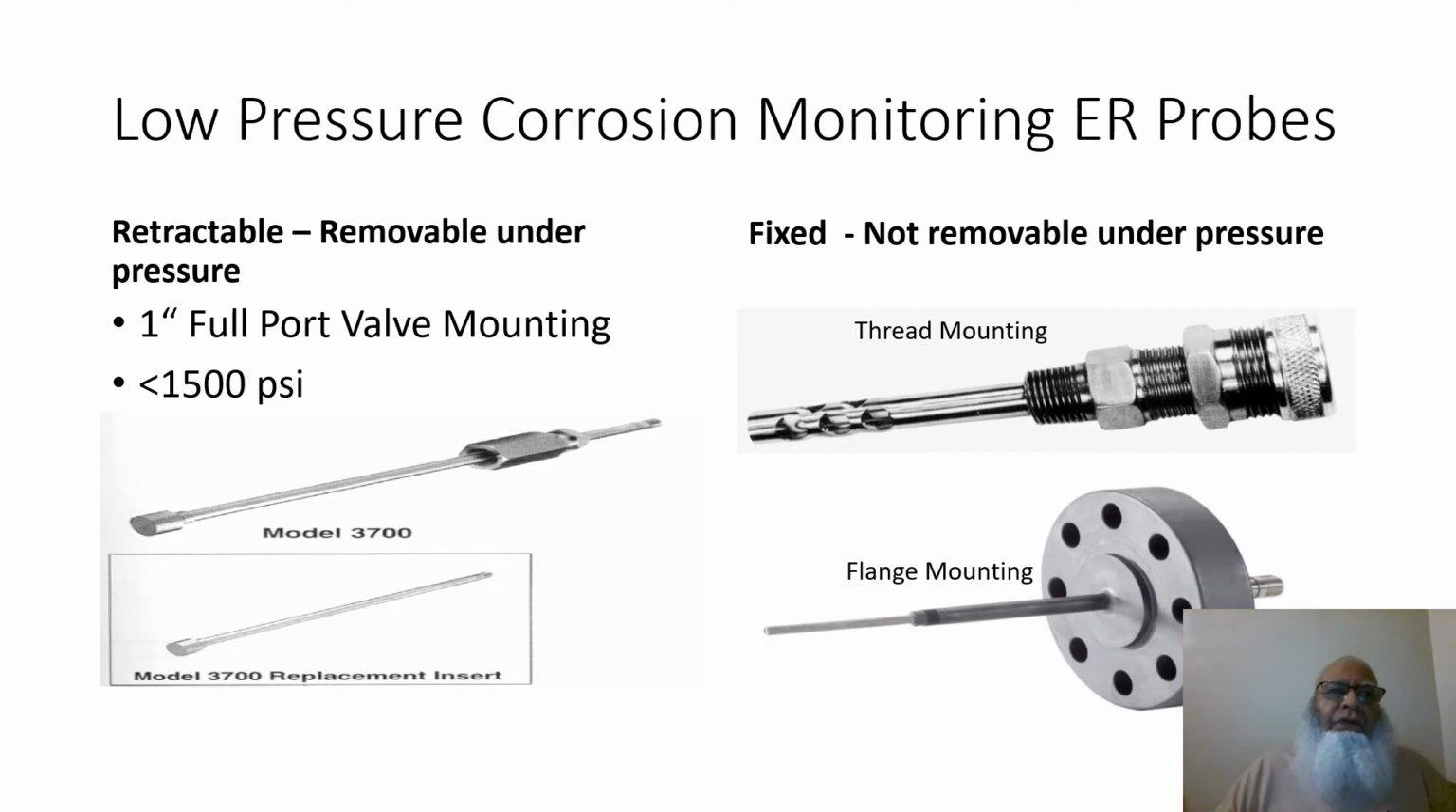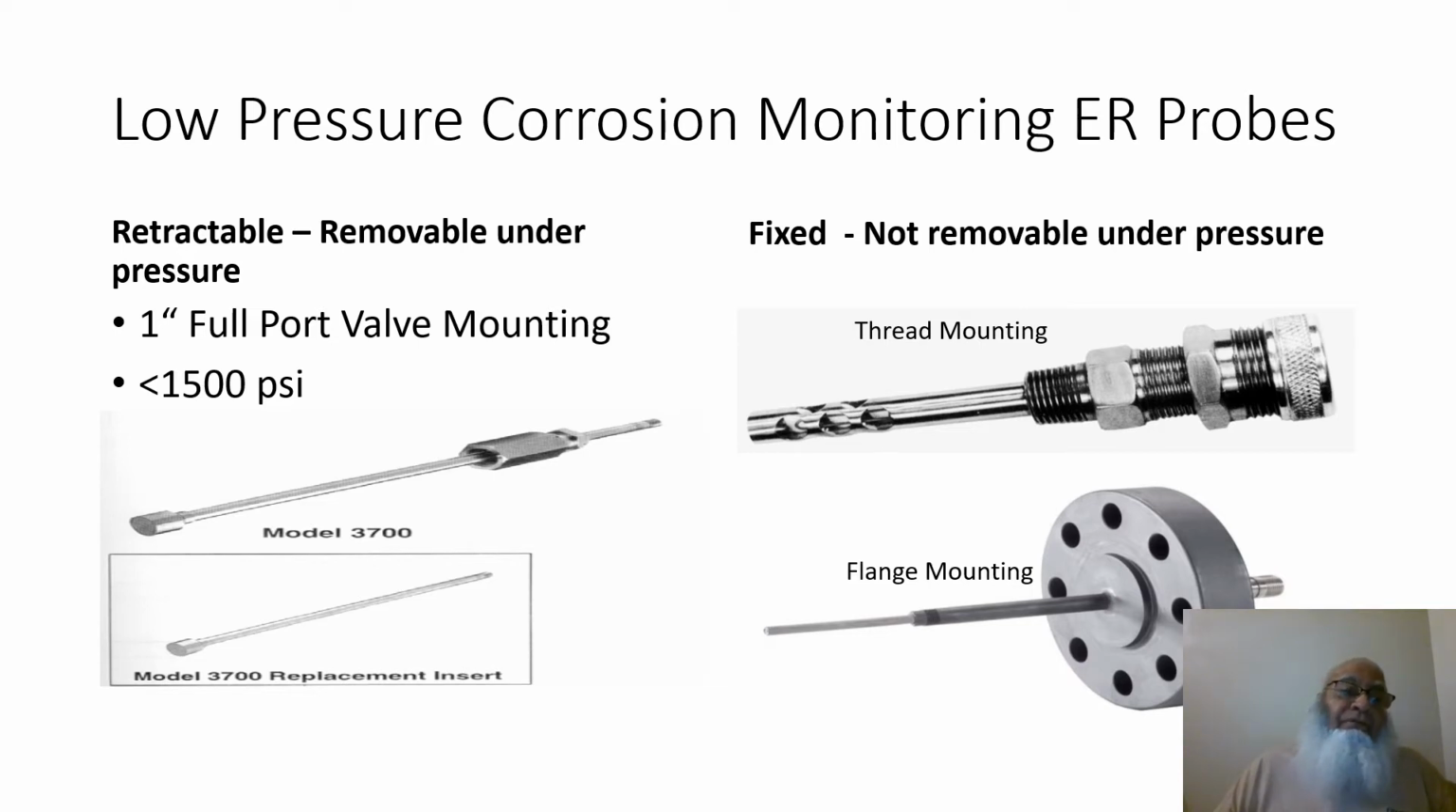This slide shows low pressure corrosion monitoring ER probes. The low pressure retractable or removable under pressure system is called the 1-inch full port wall mounting system. It is limited to less than 1500 psi. This shows the shape of the low pressure fitting which is installed onto the vessels or the pipes or the facilities in there.